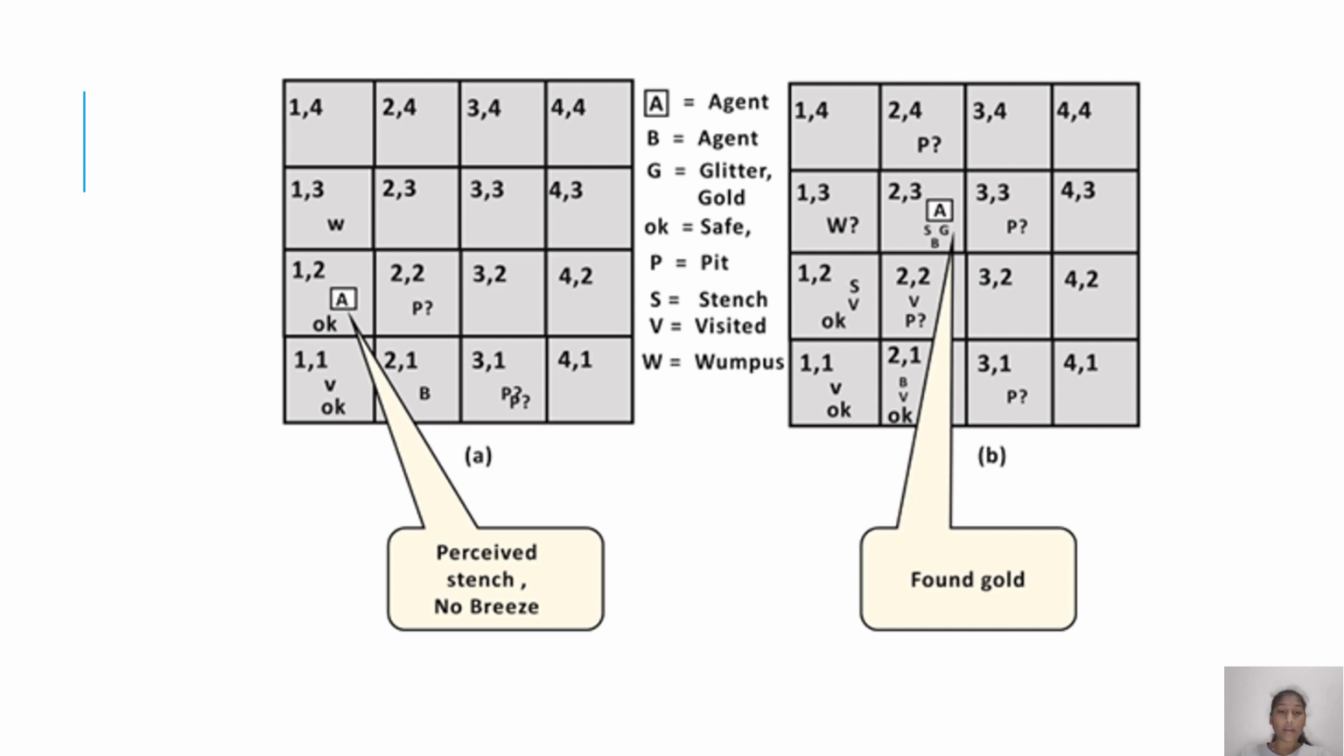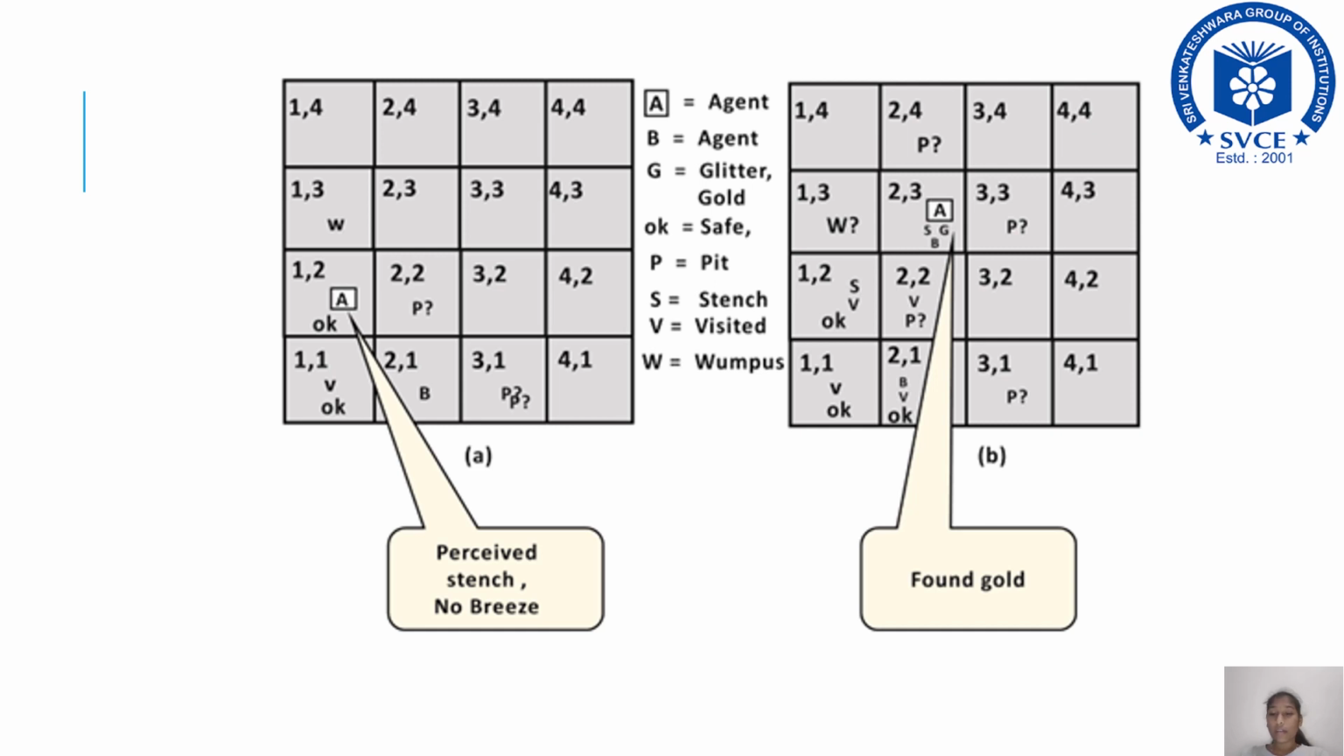When we enter 1,1, it is safe. Why? Because nothing is there. Now, when we move to 2,1, we can sense a breeze. So we must have a doubt that the pit is in either 2,2 or 3,1. So we will go to the position 1,2.